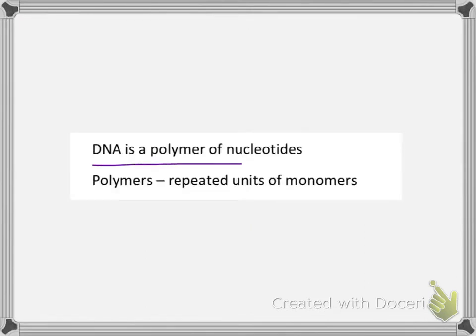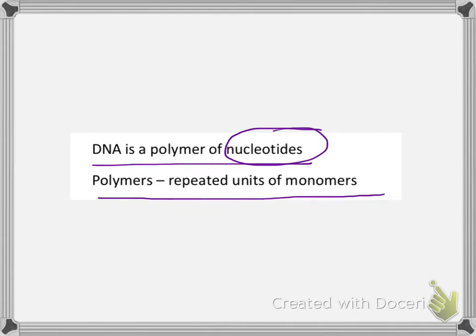DNA is a polymer of nucleotides. What is meant by polymer? Polymers are repeated units of monomers. Here in the case of DNA, the monomers are nucleotides. So DNA is a polymer of nucleotides.